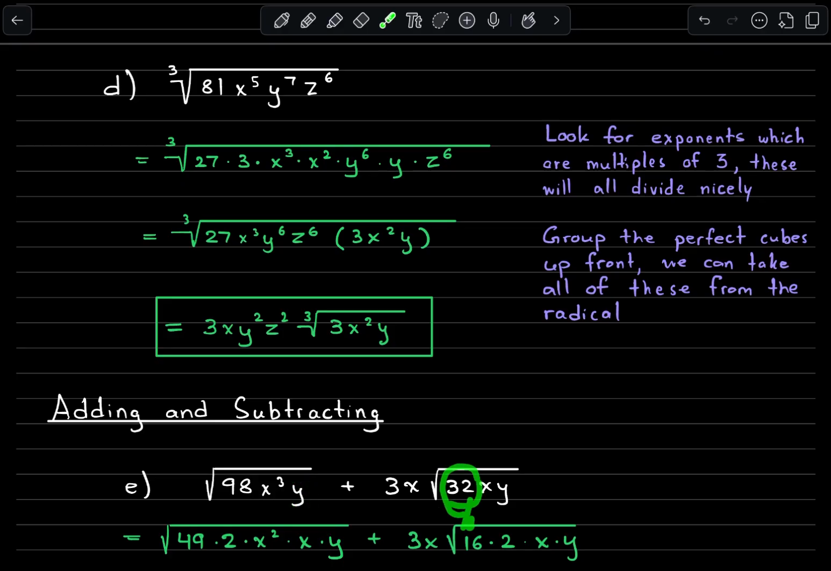Here, 32, the biggest perfect square that goes into 32 is 16. So we break that apart into 16 and 2. And the x and y, well, there's nothing to do with those two. They're too low of powers.